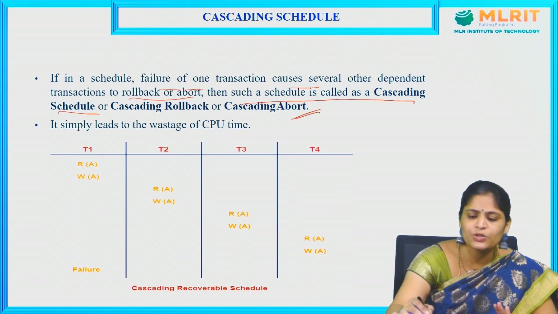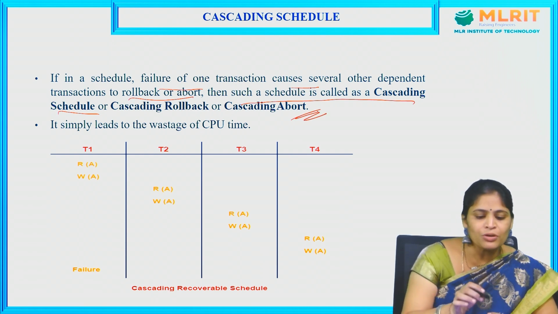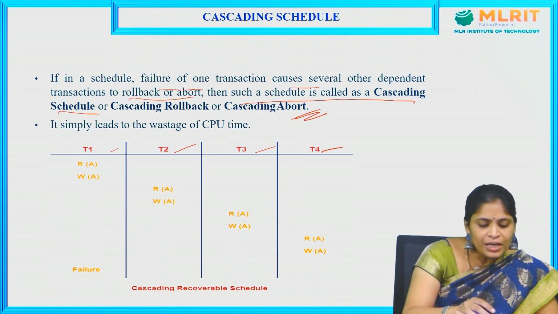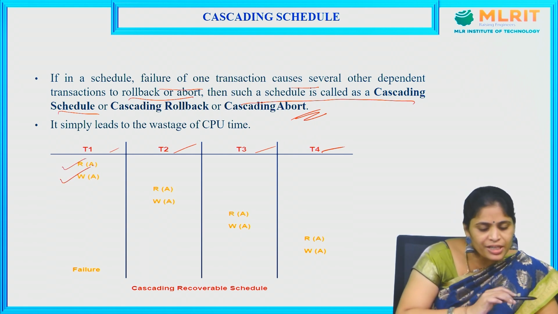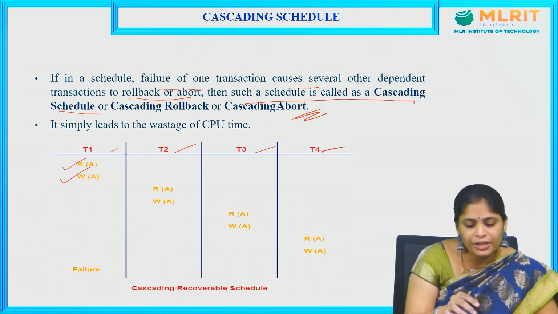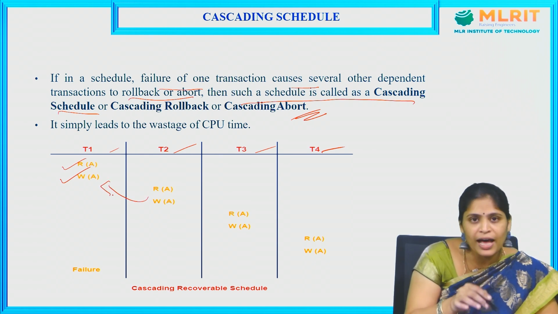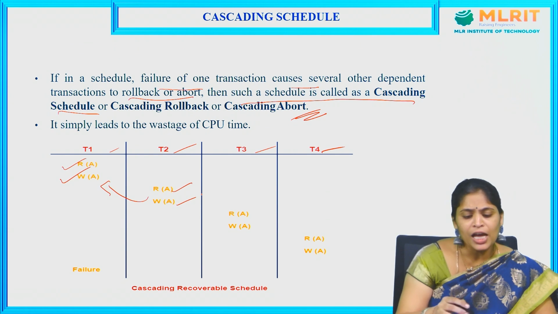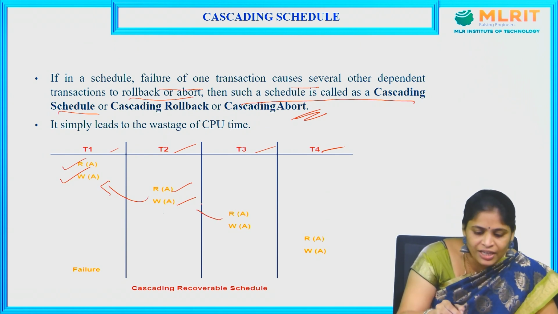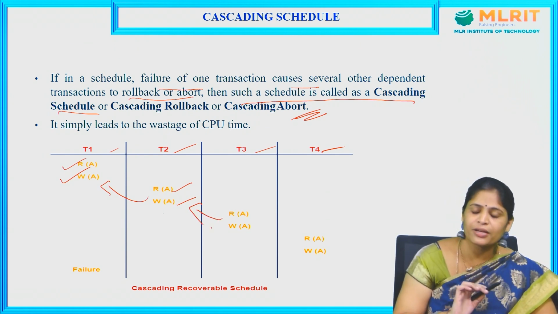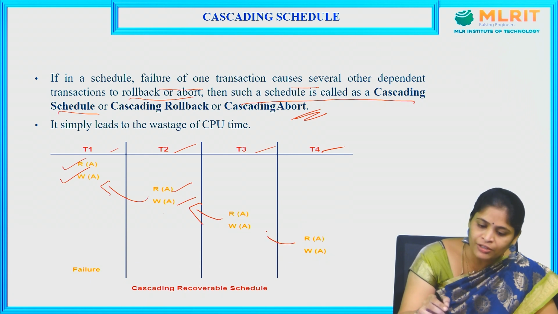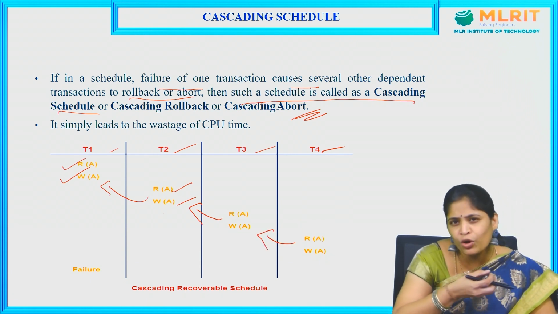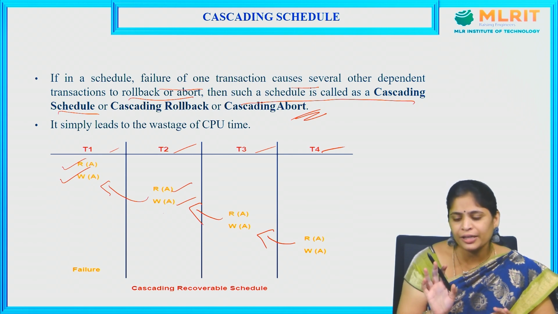Let us discuss this with a simple example. Let us consider four transactions: T1, T2, T3 and T4. T1 is performing two operations, read of A, write of A. Without committing, T2 has entered and asked to read the data item. It has read and it has updated. Before this is committed, T3 has entered and it has read and updated. And before T3 is committed, T4 has entered, interfered, and it wants the data and it has updated.